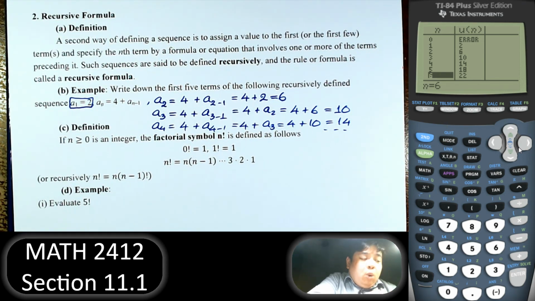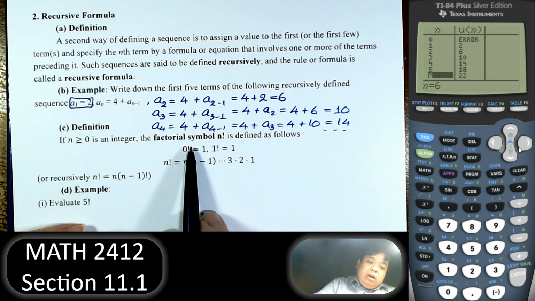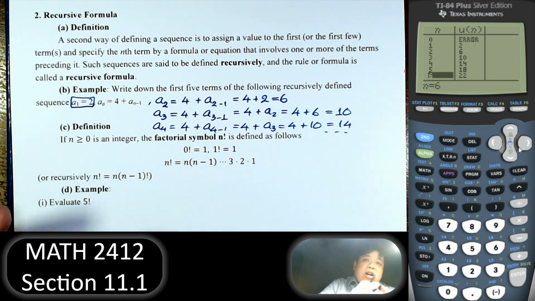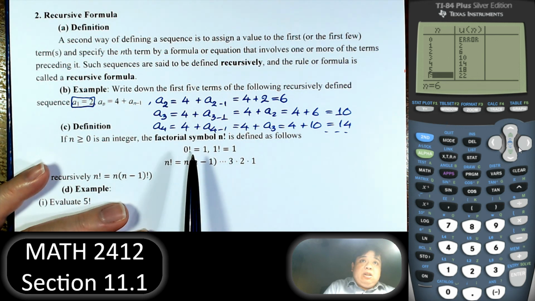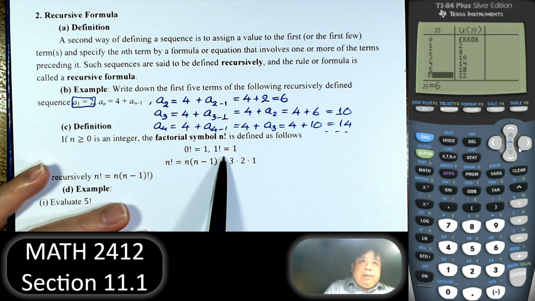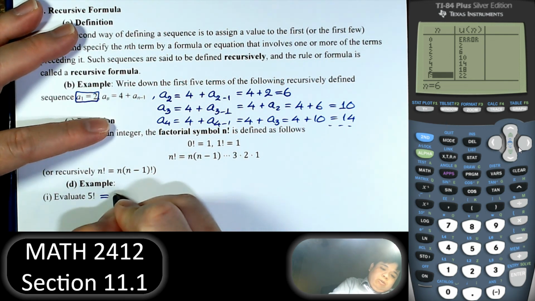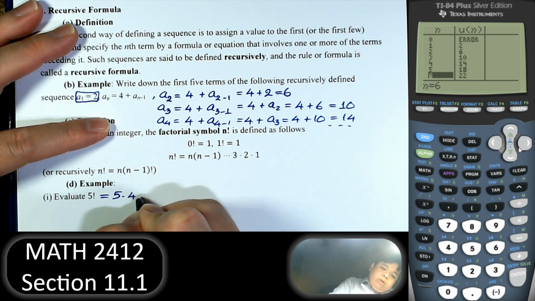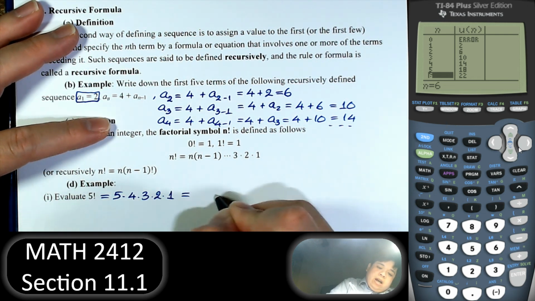Right, we can use recursive formula to define factorial. Factorial meaning it is a product from that number all the way back to 1. 0 factorial is defined to be 1, and 1 factorial trivially is 1. Right, so what is 5 factorial? Will be 5 times 4 times 3 times 2 times 1, and that is 120.